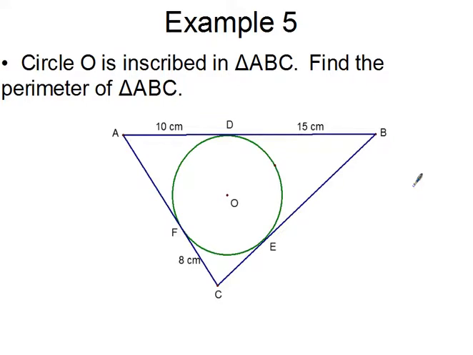Alright, so a classic problem that comes out of this. Circle O is inscribed in triangle ABC, and I want the perimeter of ABC. So from that theorem before, if we look over here at point B, because that looks just like our theorem, if this piece up here is 15, that means this one is also 15. Down here, if this piece is 8, this piece has to be 8. Up here, if this piece is 10, this piece is 10. And then to find perimeter, we add up all the sides, and we get 66 centimeters.